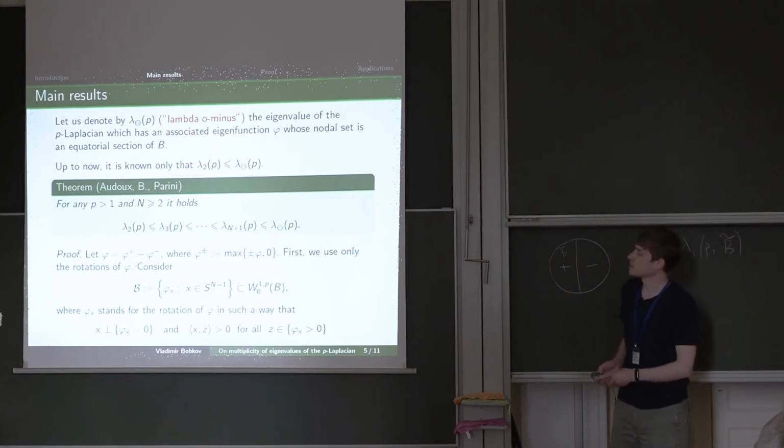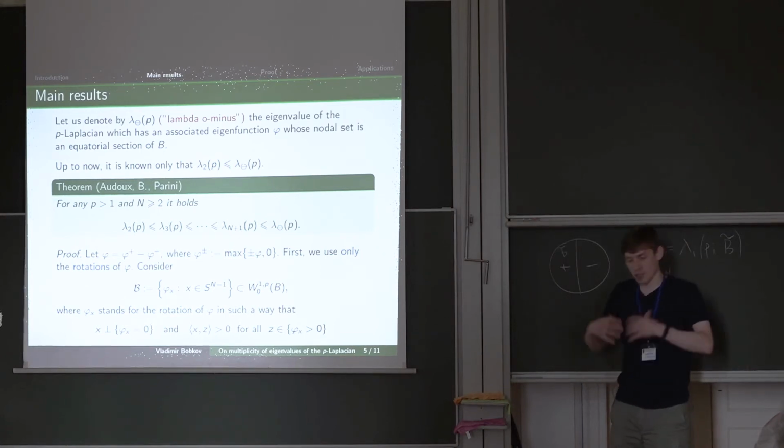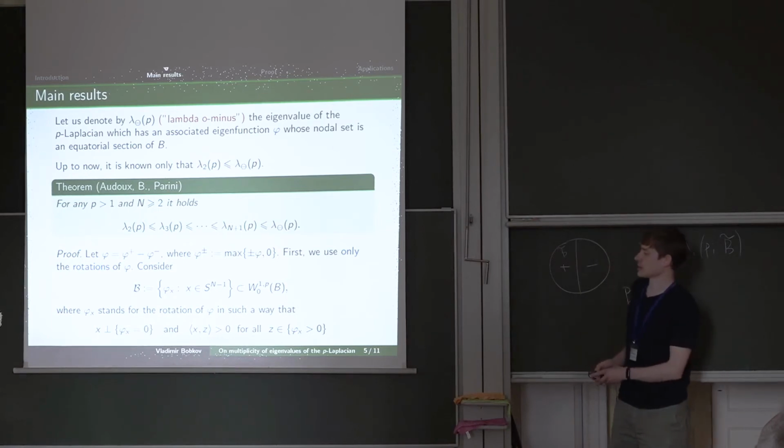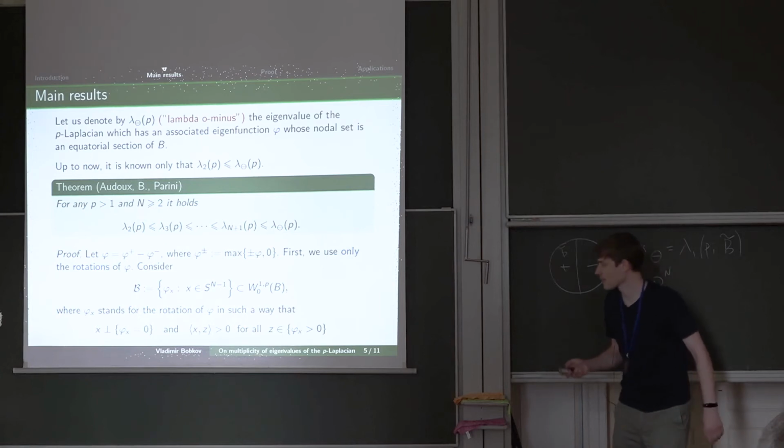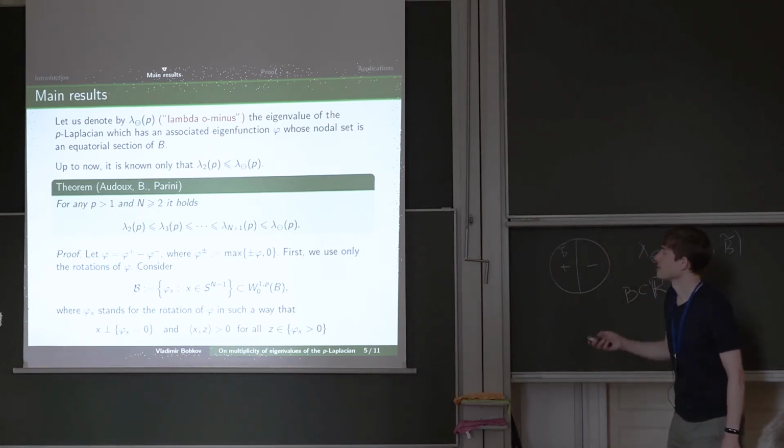Okay, let us now define the set B, which consists of all possible rotations of this function phi. And just to make it formal, let us parameterize it by the subindex x, where x is an element of the sphere, and phi x stands for the rotation of our given function phi in such a way that, well, let me just show you the picture.